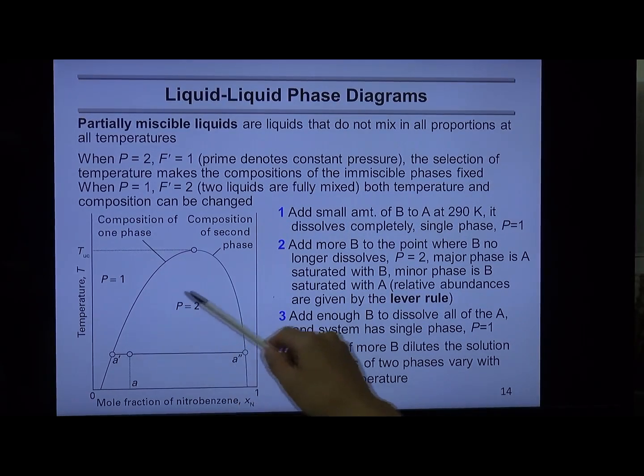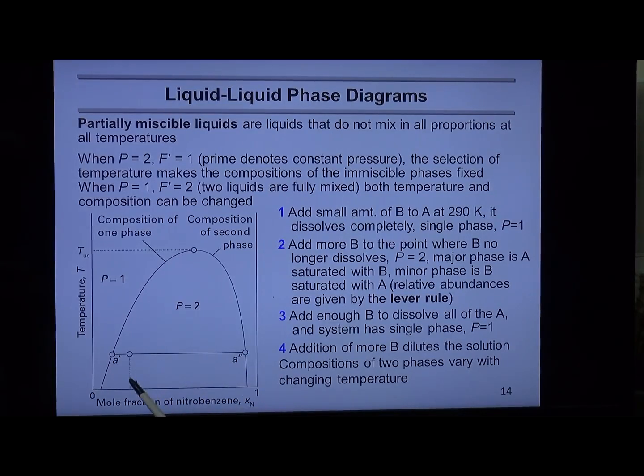But on the other hand, in this region, they are not mixed together. So there are two different phases. Okay? So here shows the representative example of a partially miscible liquid, especially their phase diagrams.